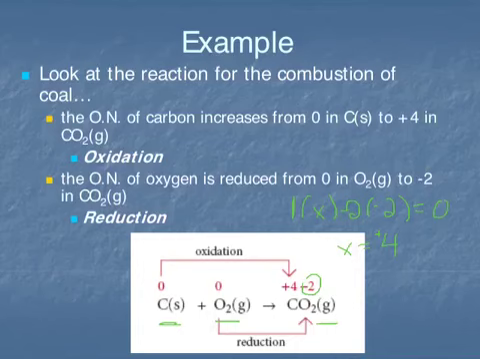Therefore, the oxidation number of carbon went from 0 to +4, and because it got more positive, we can say carbon got oxidized. On the other hand, the oxidation number for oxygen went from 0 in O2, a neutral molecule, to -2 in carbon dioxide. It got more negative, it gained electrons, and gaining electrons is a reduction. So oxygen got reduced, whereas carbon got oxidized.